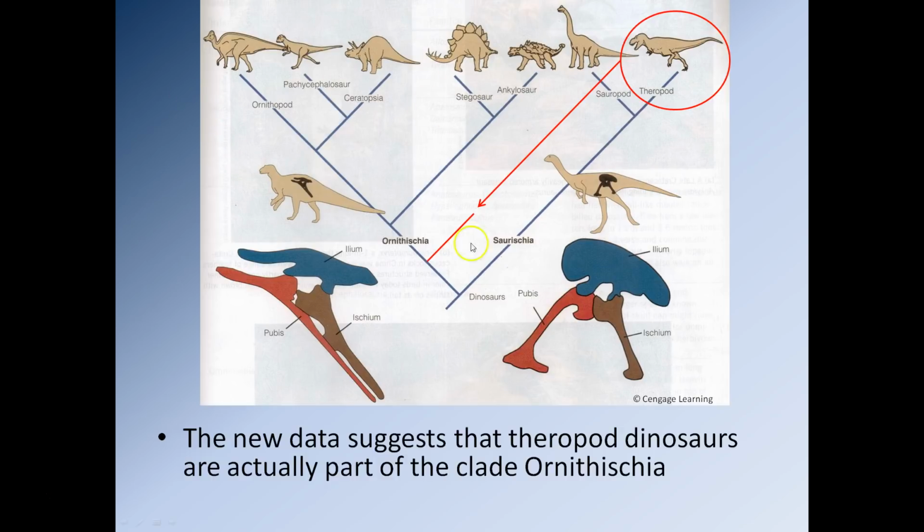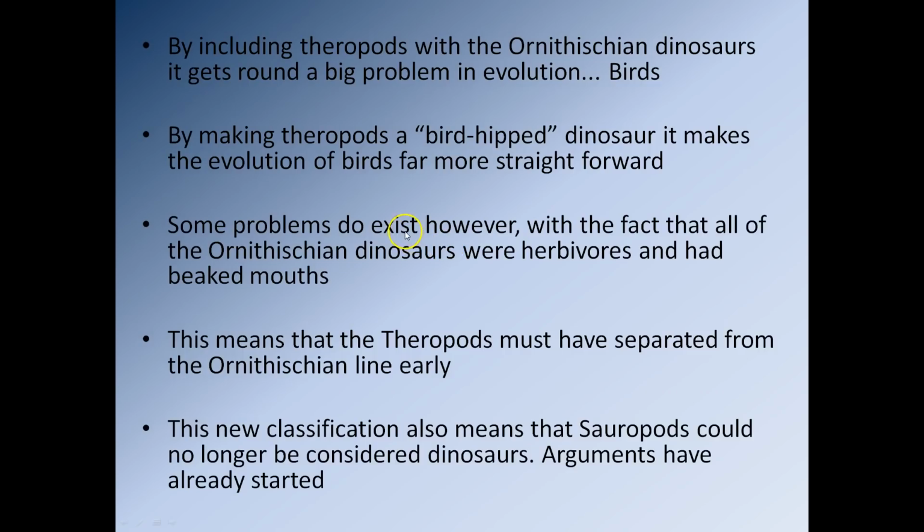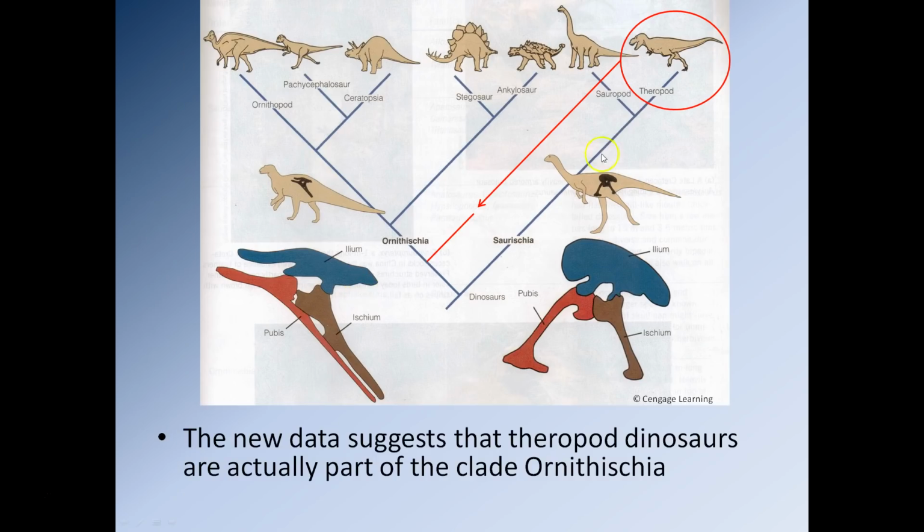So, that was just if the theropods are going to be part of this line, they have to have branched off right down here, right at the start. So it does, however, bring about another issue. If the theropods are moving from here to here, well, that leaves the poor old sauropods all by themselves.